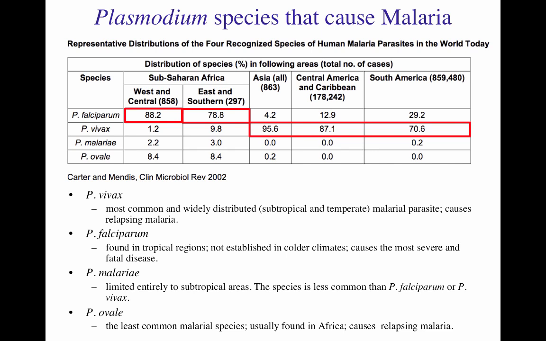So this shows the 4 different kinds of Plasmodium and the geographical distribution that they have.